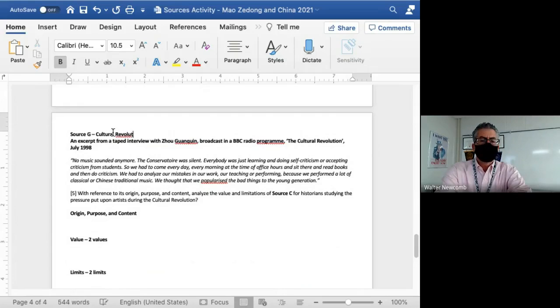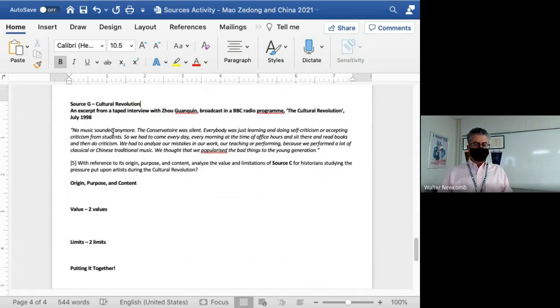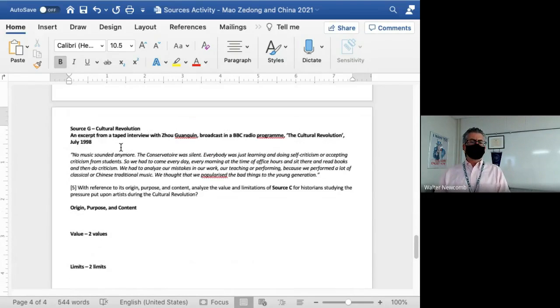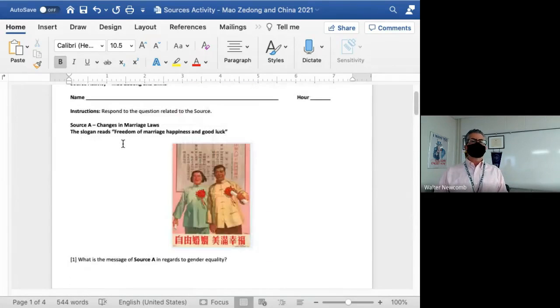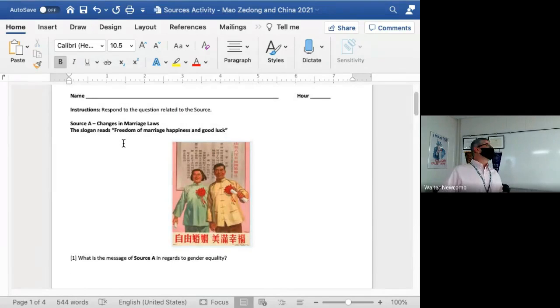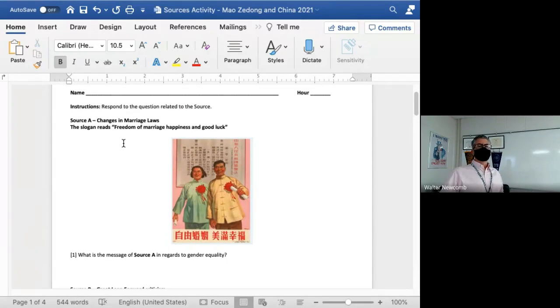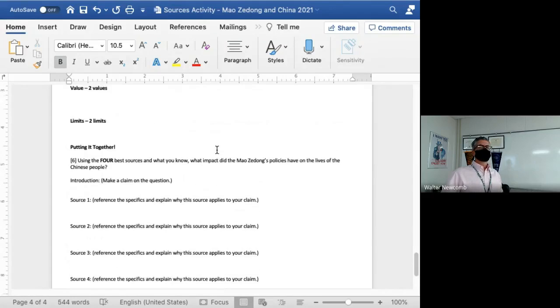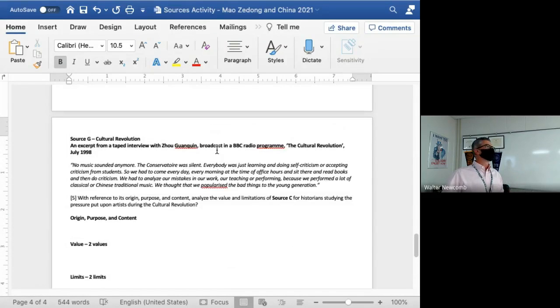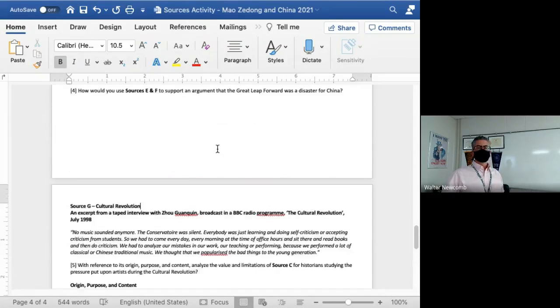So in many ways, what we're looking at here is economic policies and some social policies when we look at all these. And this one, we're looking at an OPVL on that one. We'll do that together as a class. All right, so we got a general idea of what these sources are about. And our overall objective here, like anything, is we want to see what impact did Mao's policies have on the lives of the Chinese people. By doing that, we're looking at the social and the economic policy. So we should get a sense of that.